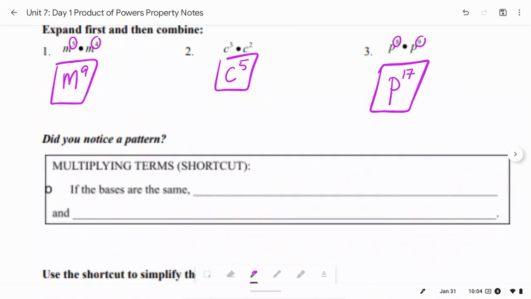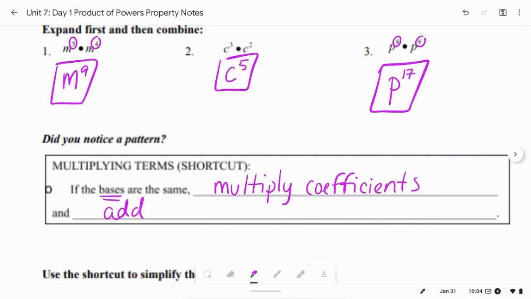Okay, so let's sum up the shortcut for the product of powers property. Anytime the bases are the same, if they have a coefficient, which we haven't seen an example like this yet, you start by multiplying the coefficients, and then you add their exponents. So let's apply this shortcut to the next 3 examples.